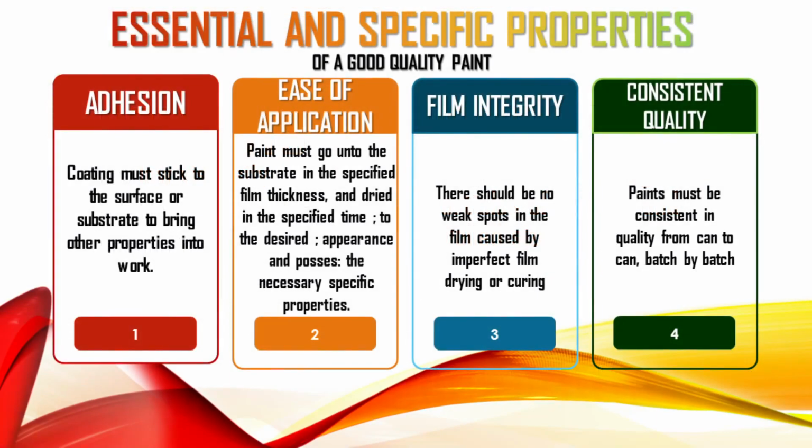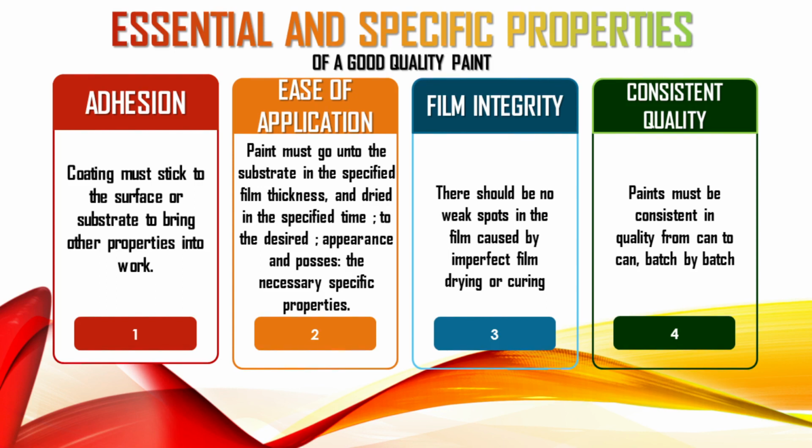Now, a good quality paint must have the following essential and specific properties. First is the adhesion, second is the ease of application, third is the film integrity, fourth is the consistent quality, and fifth is the specific properties for the particular use. In addition, coating must stick to the surface or substrate to bring other properties into work.